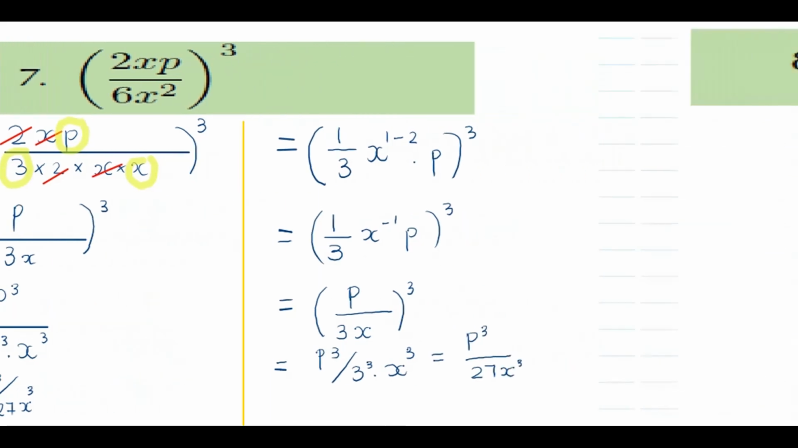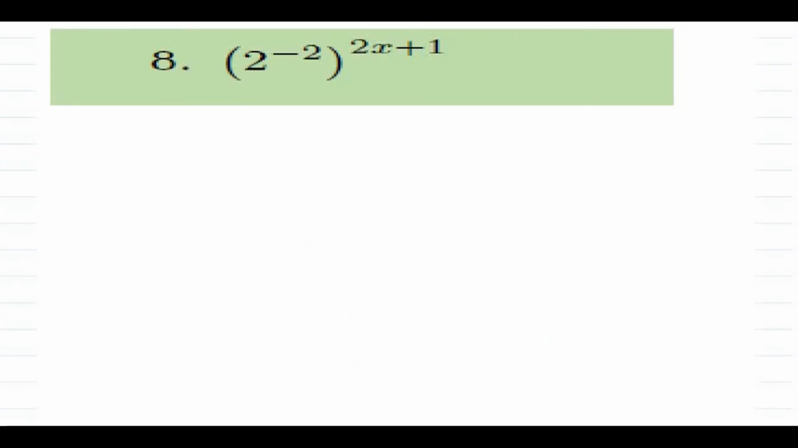Okay, we're done. And the last question, guys, you've got 2 to the power of negative 2, all raised to the power of 2x plus 1. We're going to start off with what is inside the bracket, which is 2 to the power of negative 2. And we said that if you have a negative exponent, you can move that 2 to the power of negative 2 to the denominator so that it becomes a positive, right? So what do I mean by that? You can simply say 1 over 2 to the power of 2, right? So now it's positive, and everything here is all raised to the power of 2x plus 1.